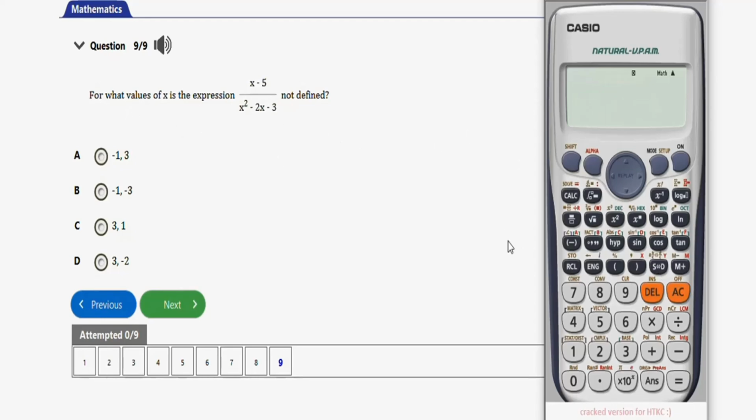So let's check for when x is 3. So we're going to have 3 minus 5 over, okay, we have 3 squared is 9, basically 3 times 9, then minus 2 times 2 will give you minus 6. Let's check, still undefined. So guys, the right option is option A. Both negative 1 and 3 give us a syntax error, which is not defined. So feel free to check options B, C, and D. I know you get a wrong output. So the right option is option A.